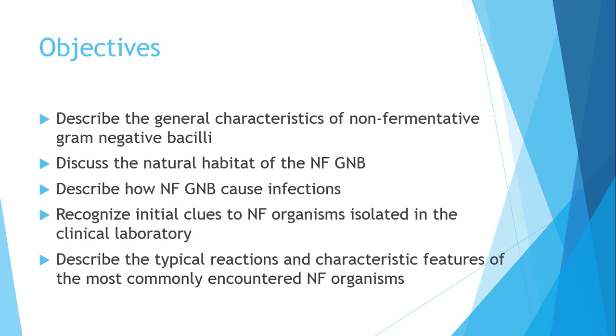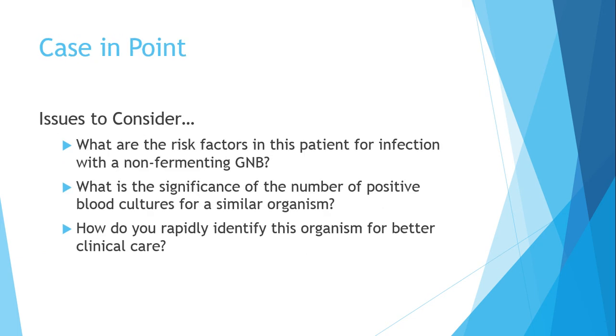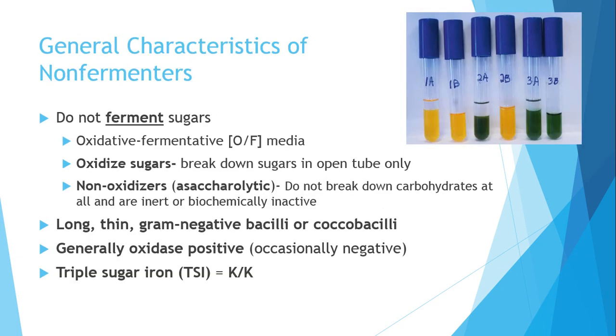Discuss the natural habitat. We'll talk about where these guys are typically found. Describe how these guys cause infection. Recognize initial clues that make us think a non-fermenter as opposed to a fermenter. And the typical reactions and characteristic features. There's not a whole lot that we'll talk about, but we'll talk about some things.